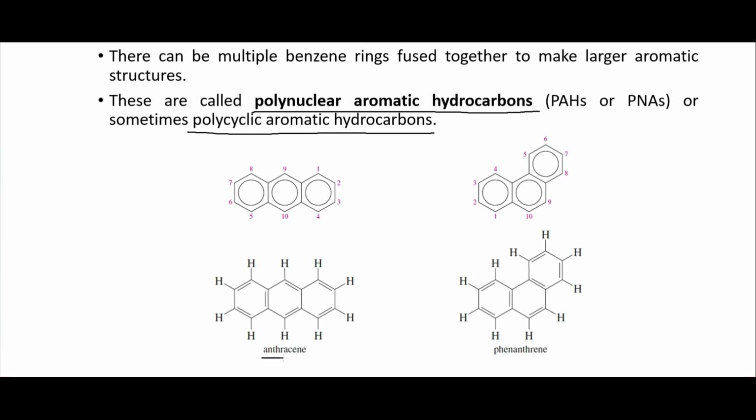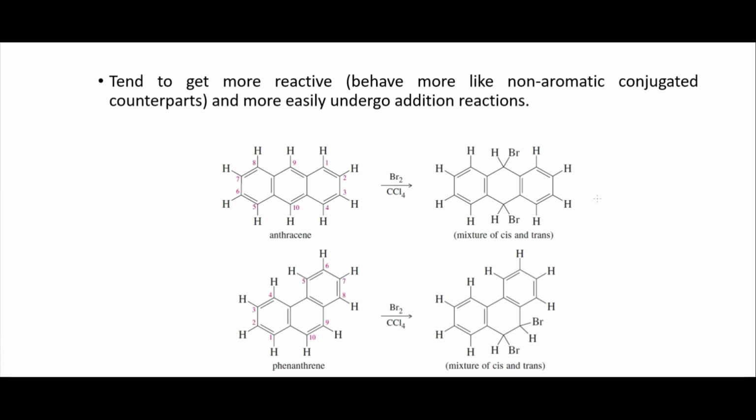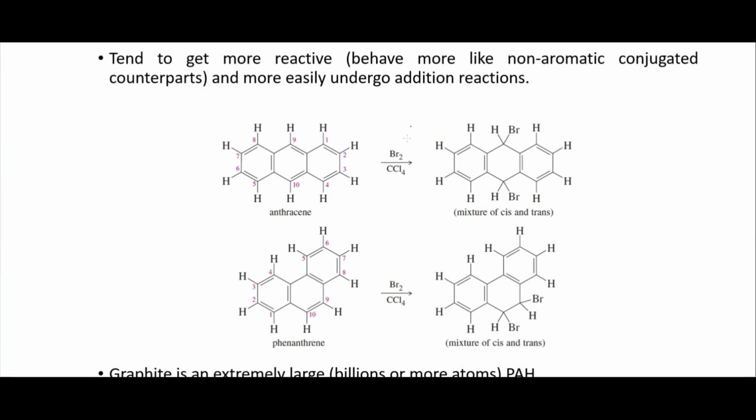So we can have the anthracene right here, which is just 3 benzene rings put in a linear fashion like this, or we can have the phenanthrene right here, which is just going to be 3 of these benzene rings but with kind of a curve to it like that. And these tend to get more reactive the larger they get, behaving more like non-aromatic systems. So we can actually do these regular addition reactions, so putting the bromine onto it right here and here, and similarly with this one, putting the bromines onto it right there.